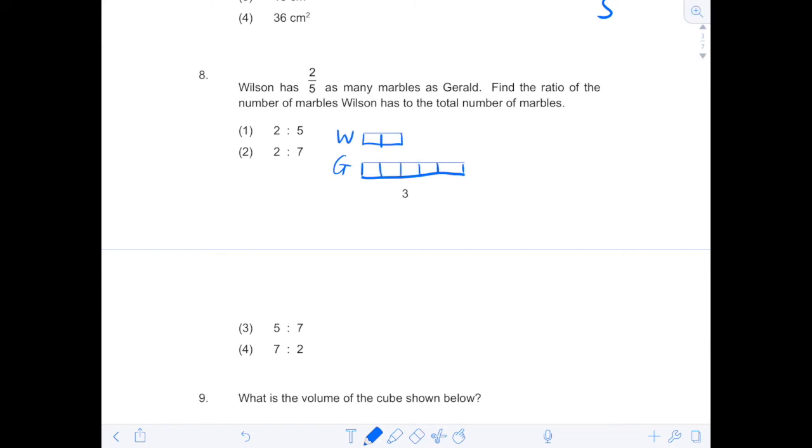Okay, and so because you know Wilson only has 2 units compared to Gerald with 5 units, find the ratio of the number of marbles Wilson has to the total number of marbles. Total here will be 2, 4, 6, 7 units. Okay, and Wilson has 2 units. So the ratio of Wilson to the total number would be 2:7. Answer should be question 2.